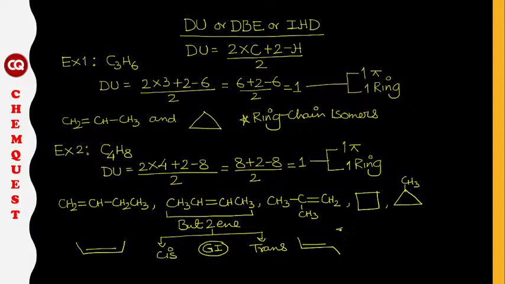Means these are the examples. DU is mainly ring chain isomers. Ring chain isomerism; ring chain isomers are included in this type.